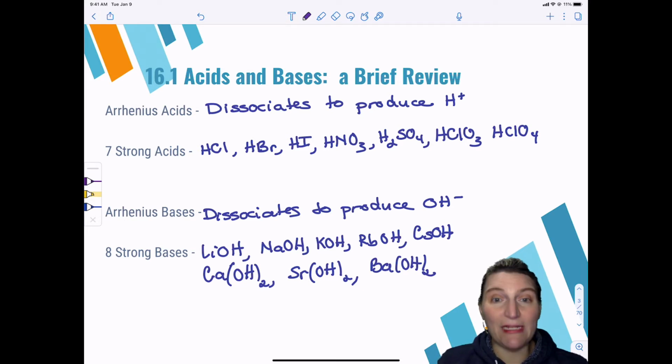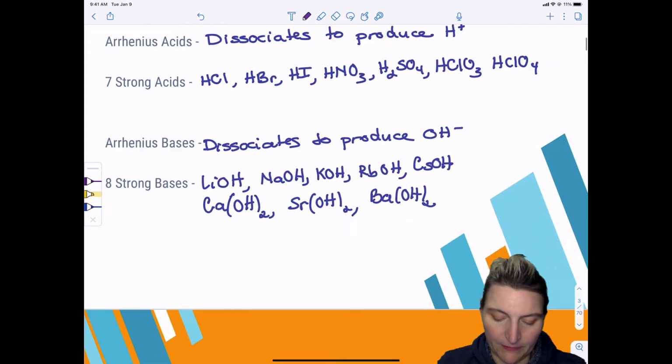The strong bases, or Arrhenius bases, again fully dissociate to produce OH minus or increase the OH minus concentration. And so those are the hydroxides of the alkali metals and the alkaline earth metals starting with calcium. So lithium, sodium, potassium, rubidium, cesium, and then calcium hydroxide is Ca(OH)2 because calcium is 2+. And then Sr(OH)2, strontium hydroxide, and barium hydroxide. So you need to know those, and hopefully you've learned those from previous chapters.